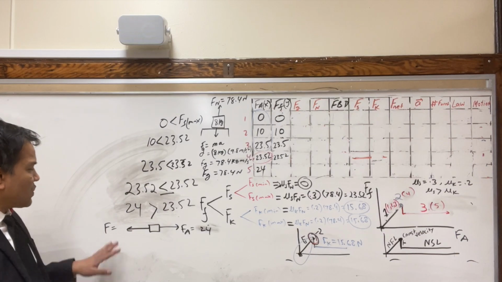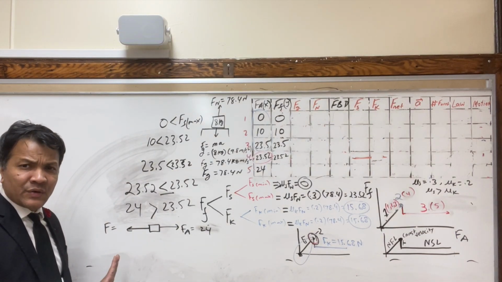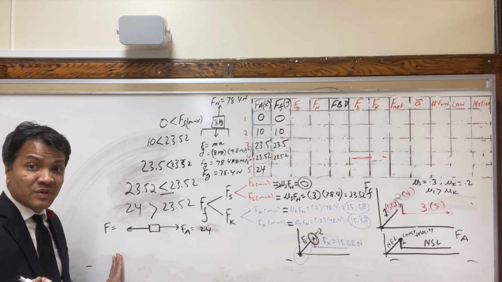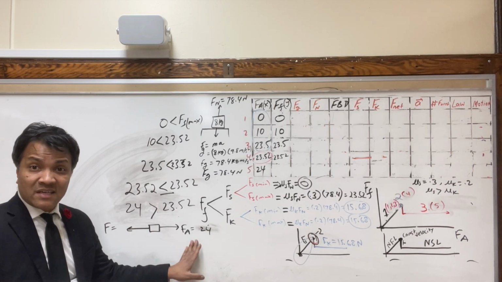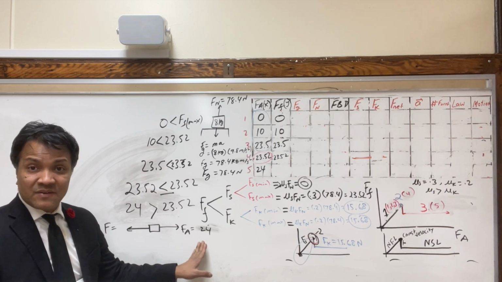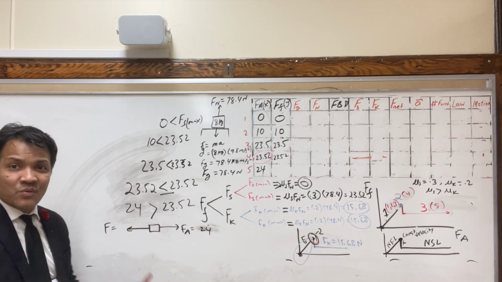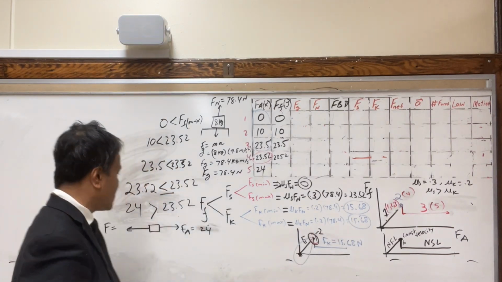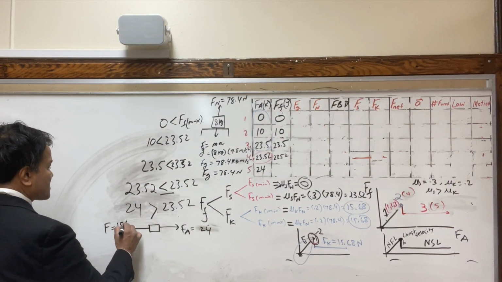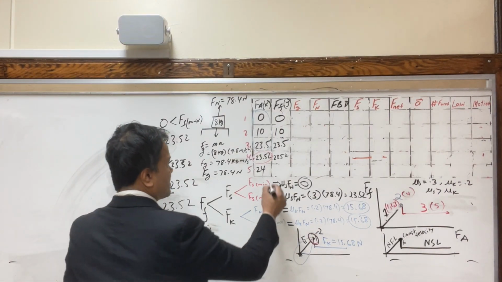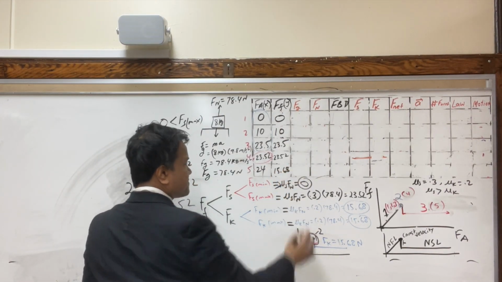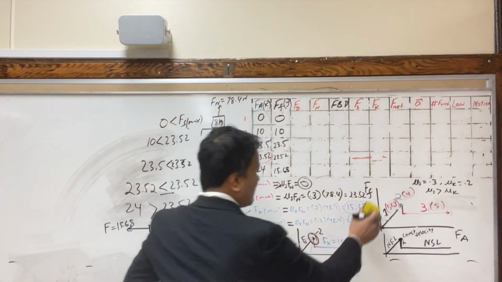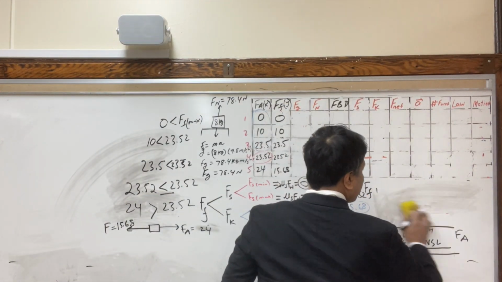Because it's no longer static friction. Maximum static friction is 23.52. If you apply more than that, then it's no longer static friction, it's kinetic friction. And what is the kinetic friction? Look at over here, 15.68. So this is then 15.68. Okay. All right. So now we will do a few other things on this graph.